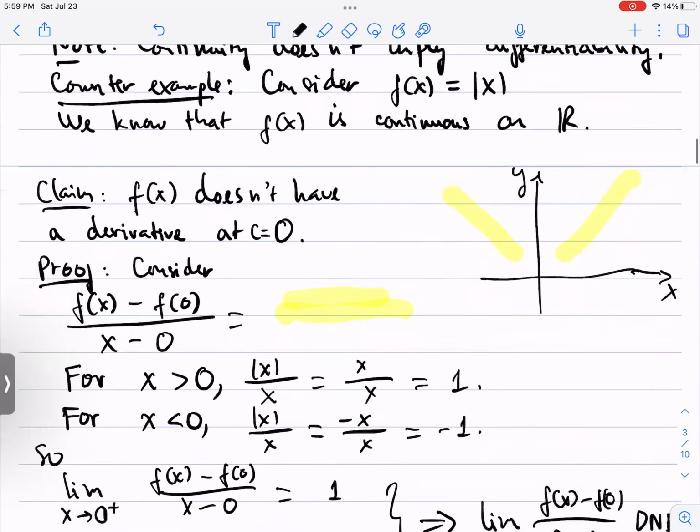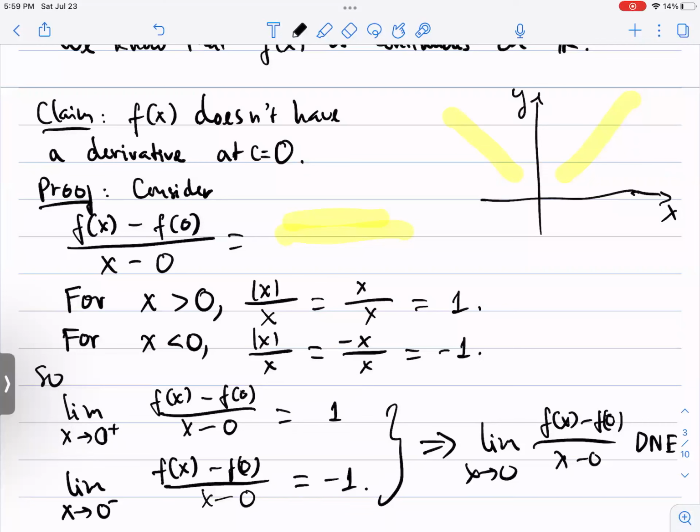at c equals 0. How? The proof is based on the definition of the derivative. So we consider the expression f(x) minus f(0) divided by x minus 0, which is equal to the absolute value of x minus the absolute value of 0 divided by x minus 0, which is essentially equal to the absolute value of x divided by x.